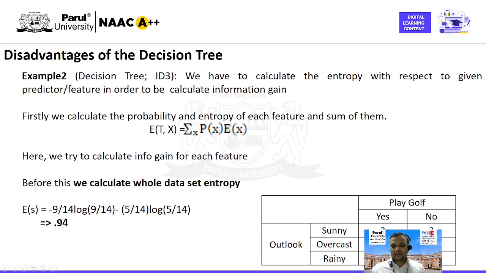How many say yes at the time of sunny? Two say yes and three say no. At the time of overcast, four say yes and zero say no. At the time of rainy, three say yes and two say no. So the total is 2, 4, 6, and 3, 9, 2, 11, and 3, 14.